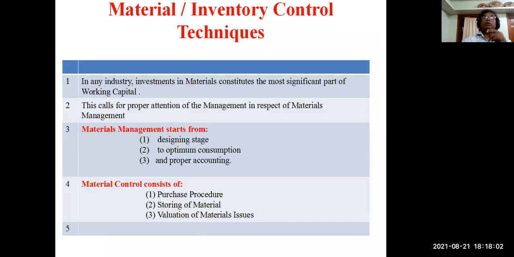So I have described already what is material and what is material management, what is control of material, at what point you have to control: purchase you have to control, after purchase you have to store the material and control that, then you have to value the material issues. After you purchase the material, you keep it in a storehouse. And from the storehouse, materials are taken to the factory. That is known as material issues. So when you transfer the materials from storehouse to the factory, that is known as material issue. And you have to put some value in this. You have to write some value.